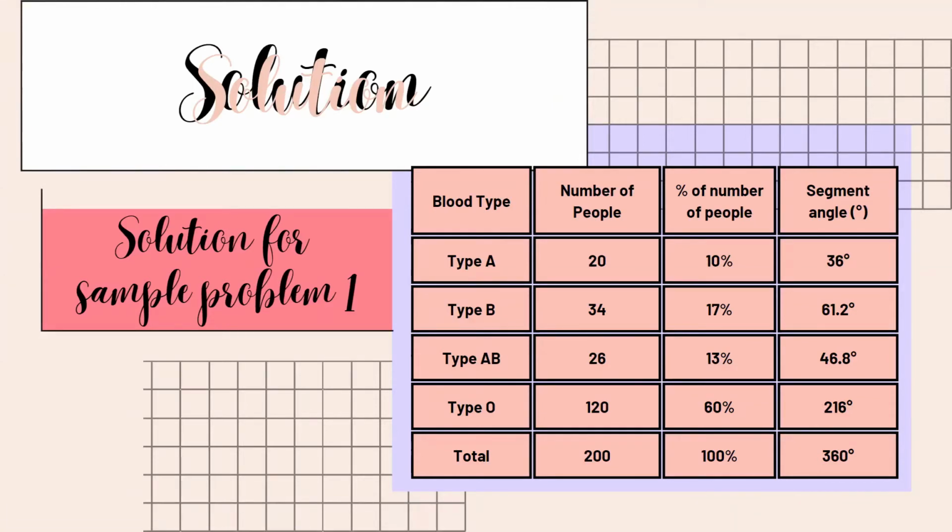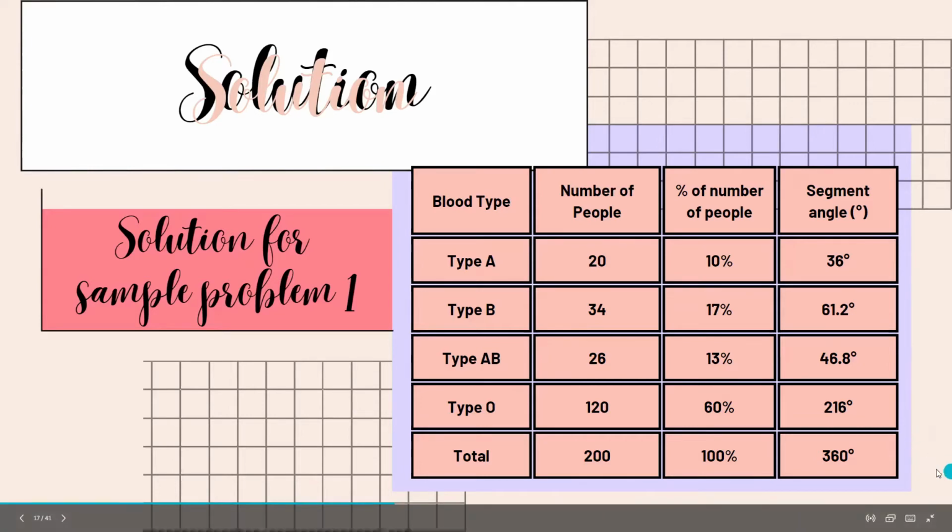For the segment angle of type B, we have 17 times 360 over 100 is equal to 61.2 degrees. For type AB, we have 13 times 360 over 100 is equal to 46.8 degrees. Lastly, we have type O: 60 times 360 over 100 is equal to 216. To check, all we have to do is add all the percentages and the angles to get 100 for the percentage and 360 degrees for the segment angle. Next, please.